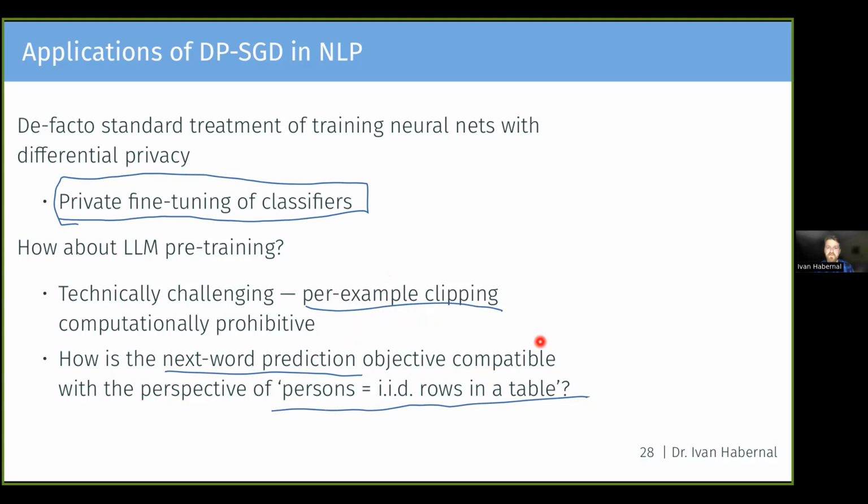I'm certain there are a couple of papers discussing what it means for a language model to be private and how these two interact, but this is something to keep in mind, because we talked about tables and the origins of differential privacy. If you use the hammer, differentially private stochastic gradient descent, for a different objective, you have to be sure that you know what you're protecting at the end of the day.